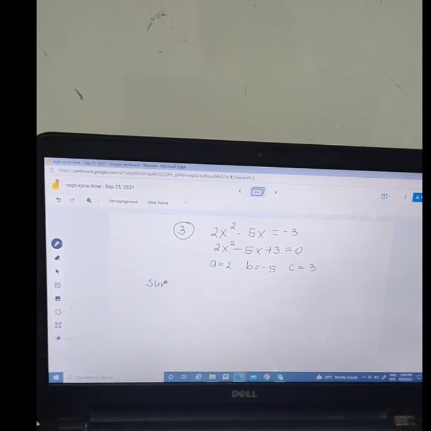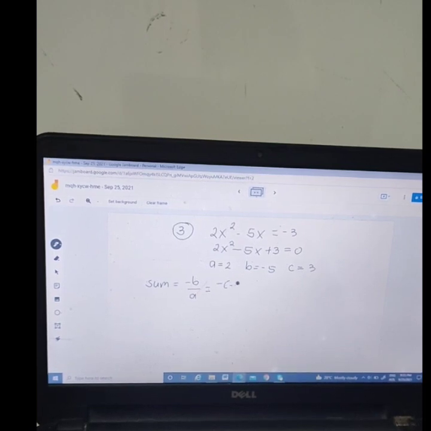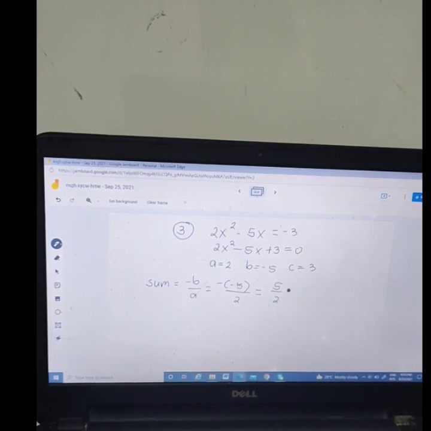For the sum of the roots, we have negative b over a. Substituting into the formula, the value of b is negative 5, so we will be having negative times negative 5 all over a, which is 2. Negative times negative 5 is positive 5 over 2. Since 5 over 2 is not divisible by any number, this is already the sum of the roots.